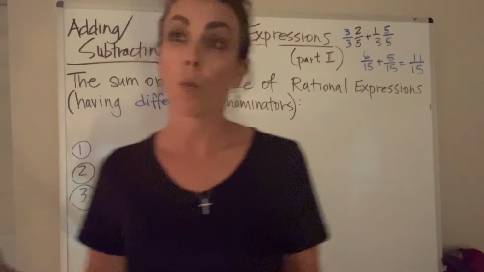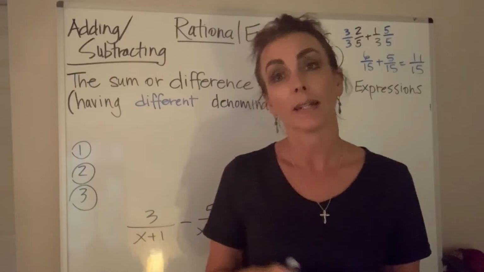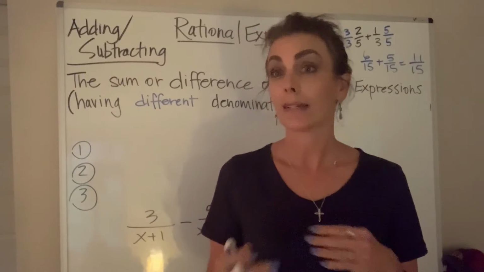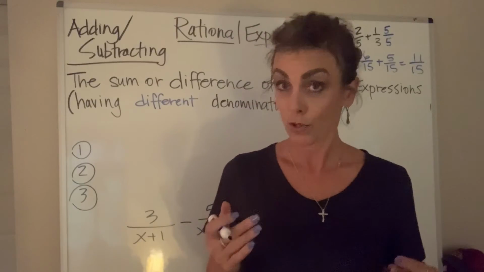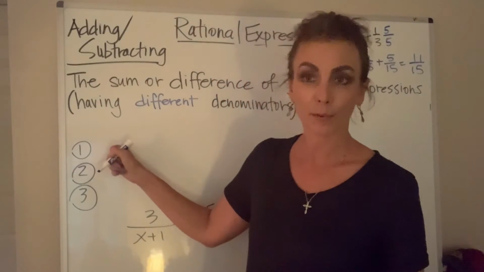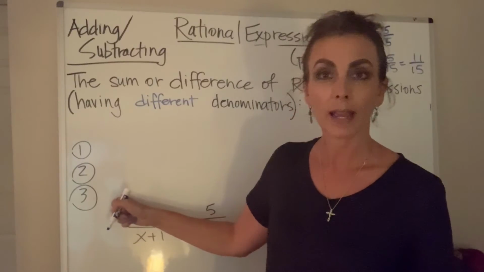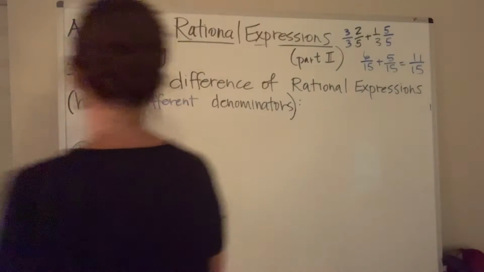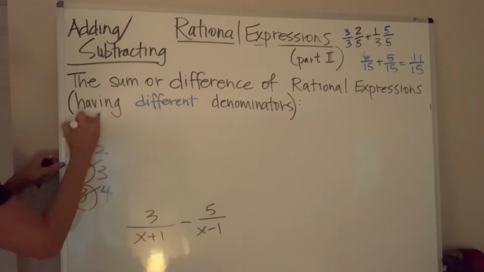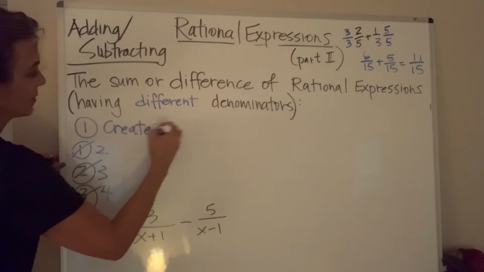Okay, so when we're dealing with rational expressions, the same is true. We just want to find a denominator that's the same. So those steps that we had for adding and subtracting when we have the same denominator, we had 3 steps. Add or subtract the numerators, leave the denominators alone, and then simplify the result. These just become steps 2, 3, and 4. And the first step becomes create common denominators.